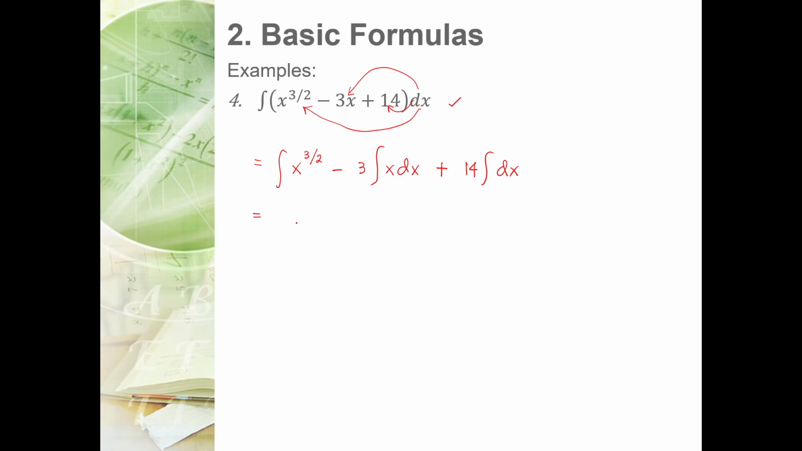So next is integrating. So x to the power of 3 halves: 3 halves plus 1 is 5 halves, all over 5 halves. Minus 3, then x squared all over 2. Then lastly, 14x plus c. You might be wondering how to add the fractions quickly, so I'll give you a technique for achieving that.